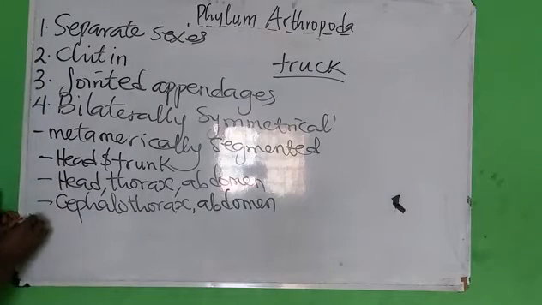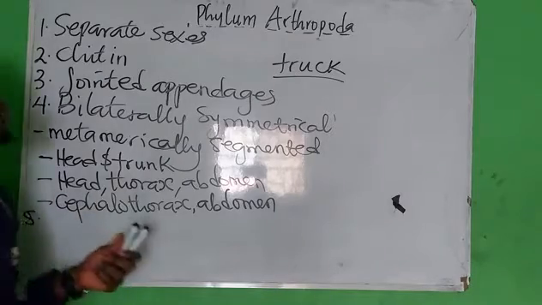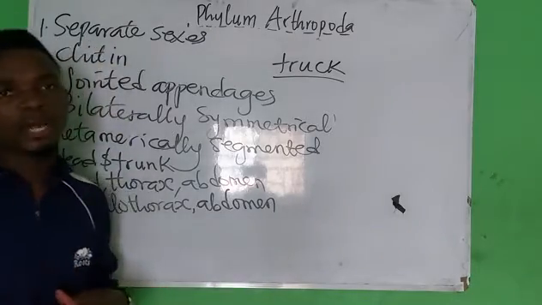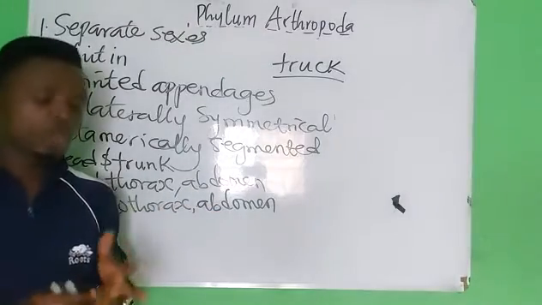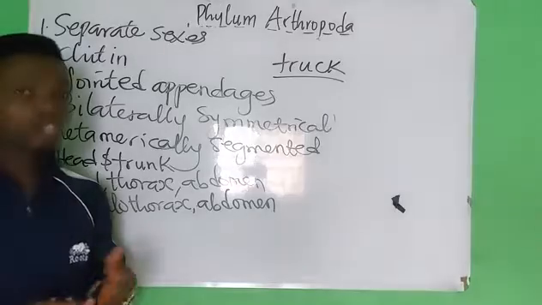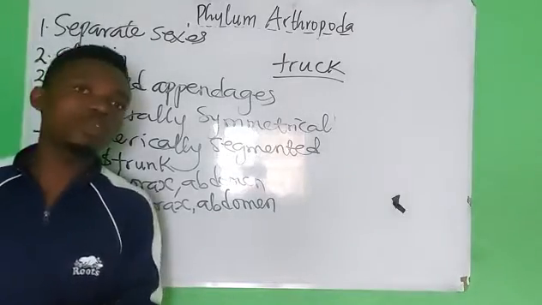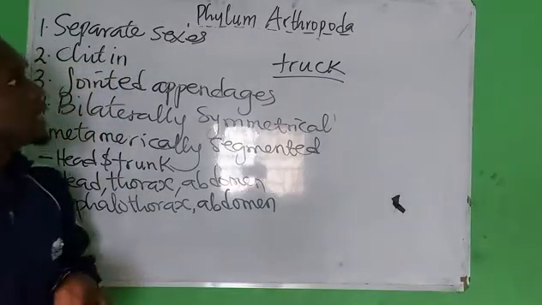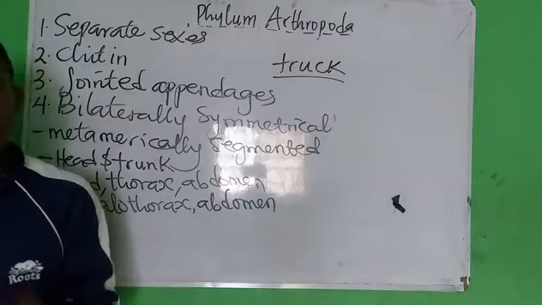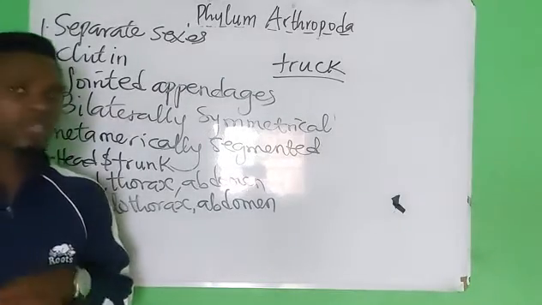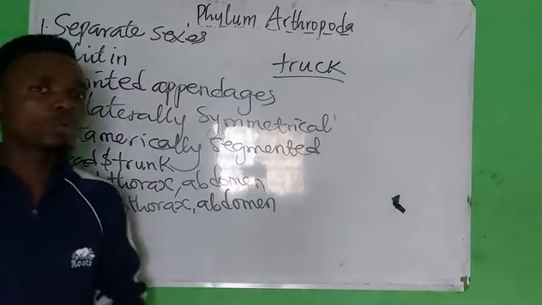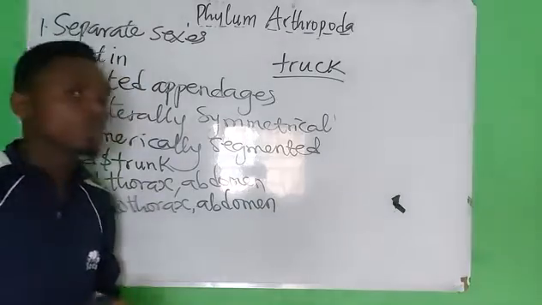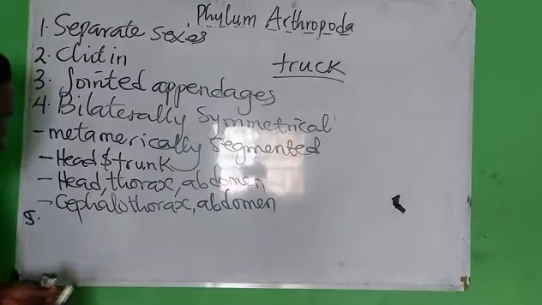Number 5, these organisms, they have different modes of respiration, right? Their respiration could be done through the body surface with the use of the gill, trachea, and book lungs. I take it again. Respiration could be done by body surface, gills, trachea, and what? Book lung. Take note of that.